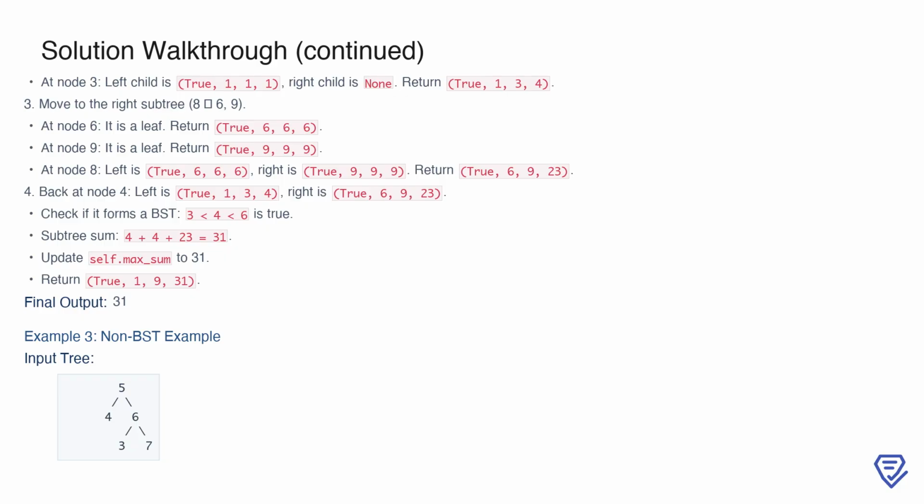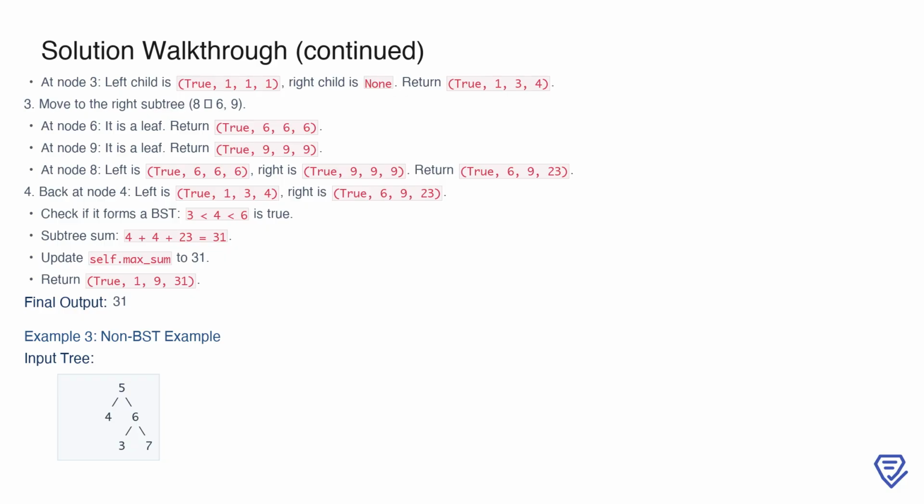Moving to the right subtree of 4, we evaluate node 8 and its children, 6 and 9. Both 6 and 9 are leaf nodes, so they are valid BSTs with sums of 6 and 9, respectively. At node 8, we verify that the BST property holds. The maximum value from the left subtree, 6, is less than 8, and 8 is less than the minimum value from the right subtree, 9. The subtree rooted at node 8 is a valid BST, with a sum of 23.